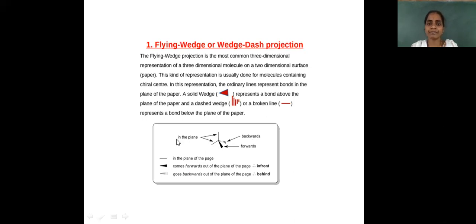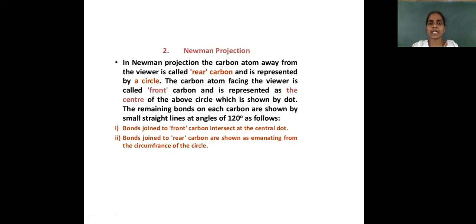Those are the bonds on the plane, and the next is the dotted line. The dotted line is the bond that is below the plane or behind the plane, and this is a wedge. The wedge is a line which represents the bond above the plane. So that is the wedge dash projection. And next is the Newman projection.